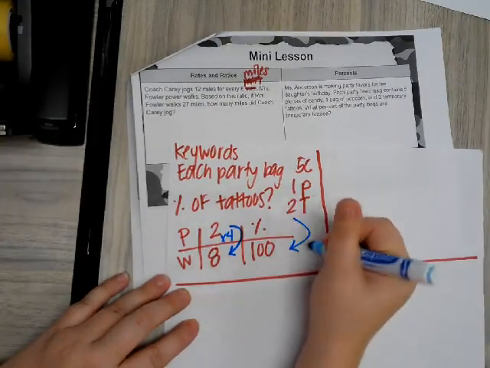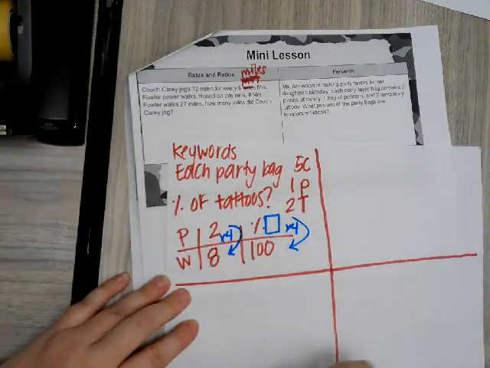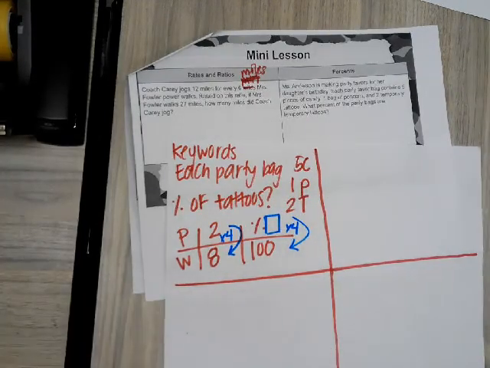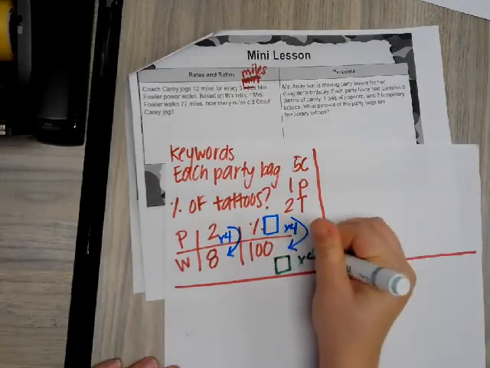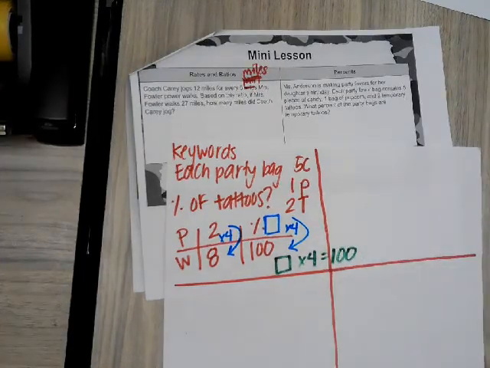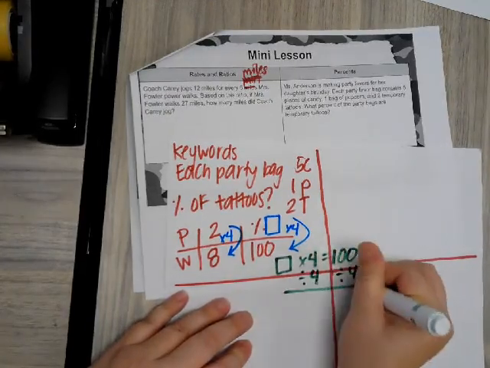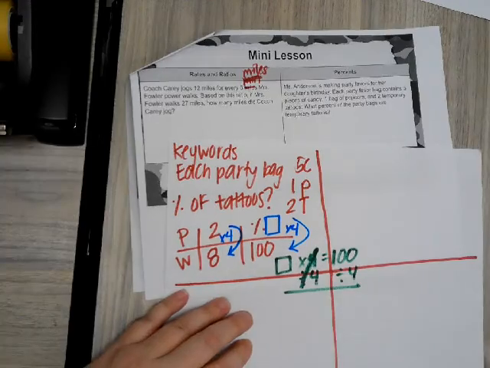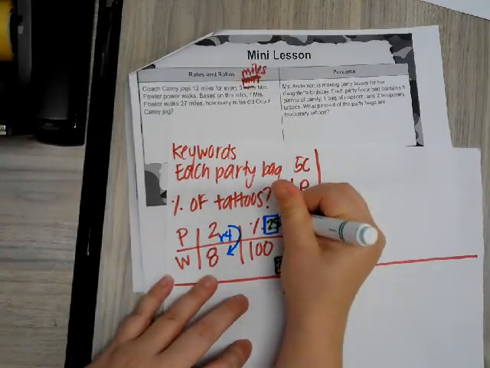So what could you multiply by 4 to get to 100? So something times 4 gets me 100. I have to get this box by itself, so I can divide by 4. Divide by 4. 100 split into 4 is 25. So this was 25%.